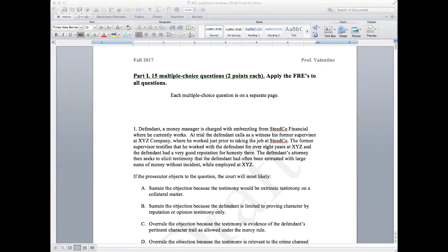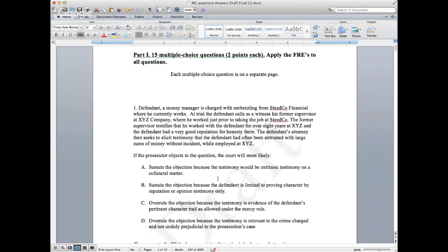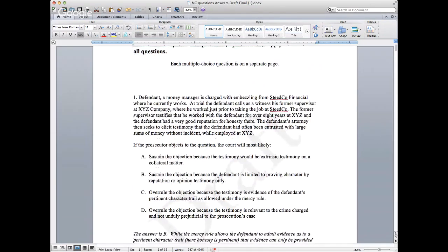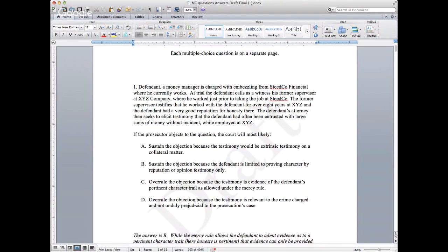All right, so let's just jump into the first question. The way I generally jump into these questions, I like to read the call of the question first. Now, we've all taken the LSAT. If you're in this evidence course, more than likely you've taken the LSAT. And if you have, remember on the LSAT they always said you should read the call of the question first. And why is that? That's so you can have an understanding of what you're looking for.